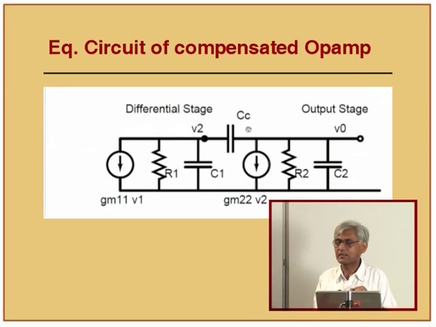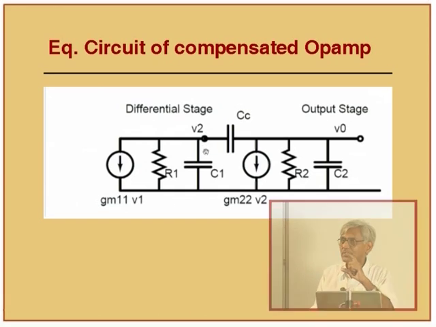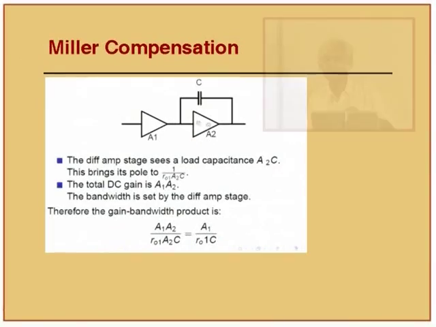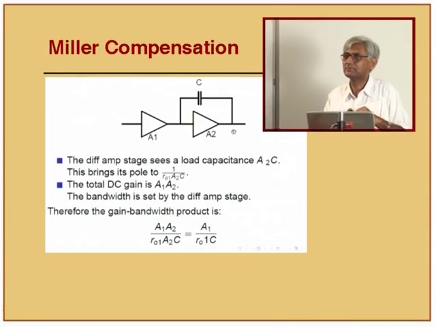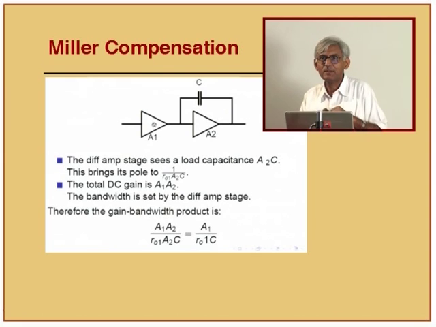This is a Miller capacitor. Okay, it is connected between output and input. So its effective value is multiplied by the gain of the second stage. So you can use a small capacitor and it will look like a very large capacitor because of the Miller effect. Okay, so this is the equivalent circuit. Okay, this is the first stage, this is the second stage, and connected between the output and input of this is this capacitor.